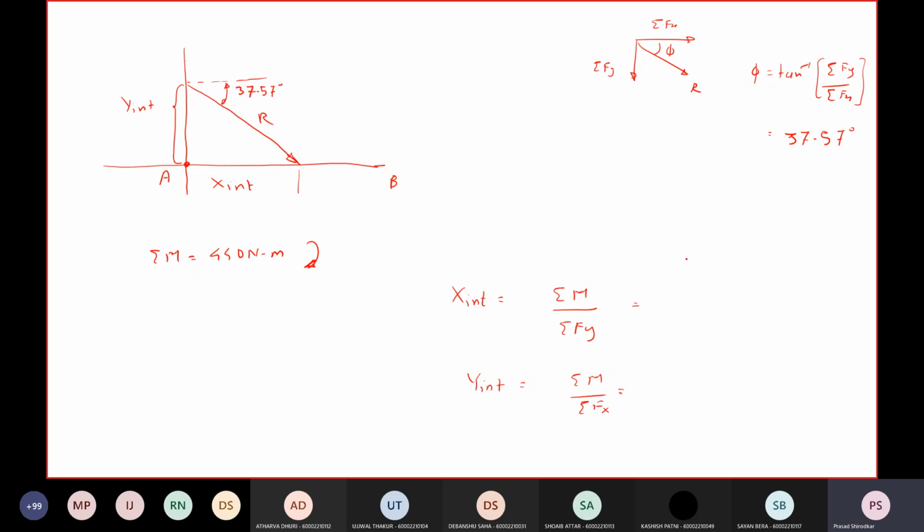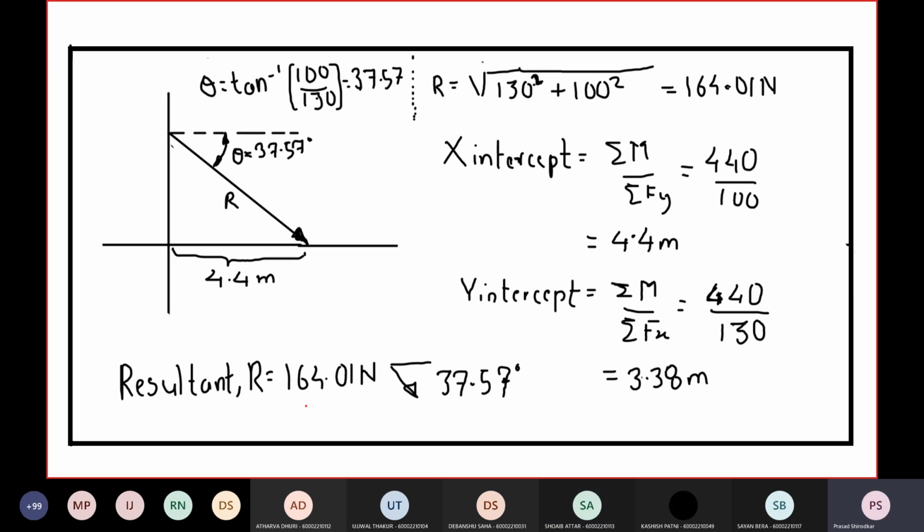Just tell me the answers. So x-intercept is 4.4. 4.40. Y-intercept is 3.38. 3.38. All right. These are the answers, and this is how you represent the result.